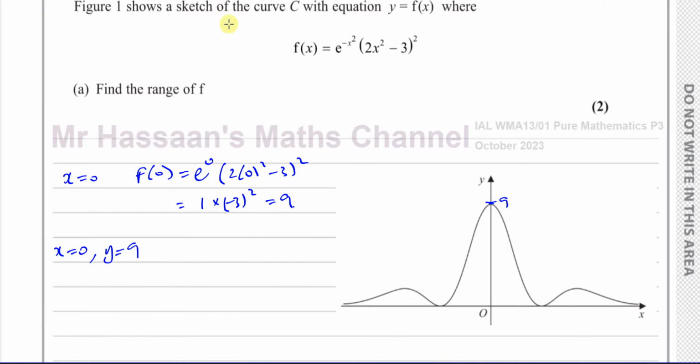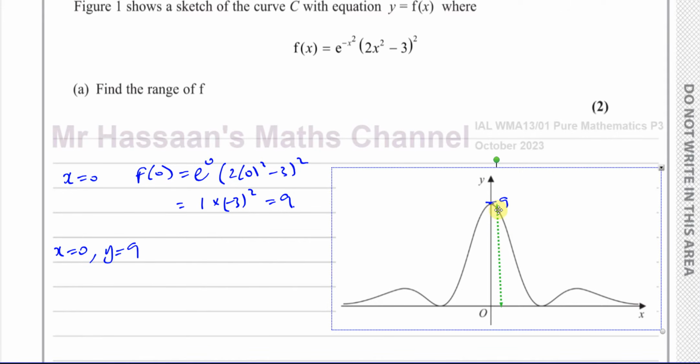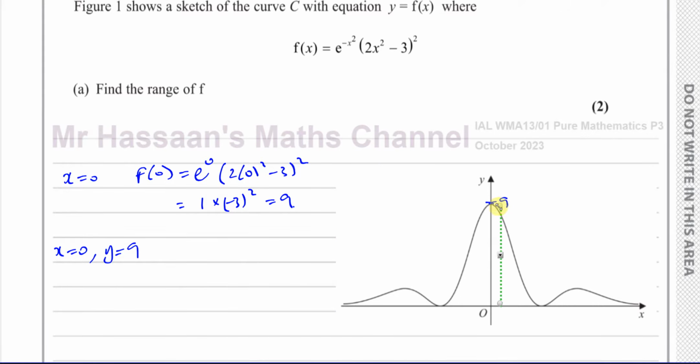So the range, therefore, of this function is between 0 and 9. That's all the output values you can get from this function. Whatever value of x you put in will range between 0 and 9. It won't go below 0. It won't go above 9. And 9 is included because it's actually going to hit 9.